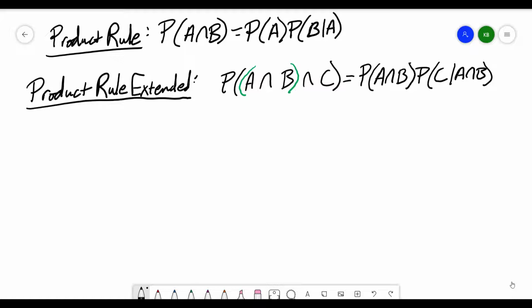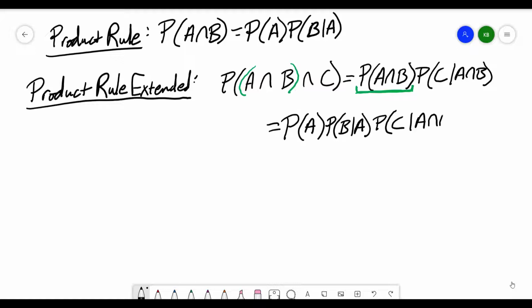And now I can use my product rule as it normally was for just 2 events to figure out what the probability of A intersect B was. And when I do that, I get the probability of A times the probability of B given A. And then I still have the times the probability of C given that A intersect B has occurred.